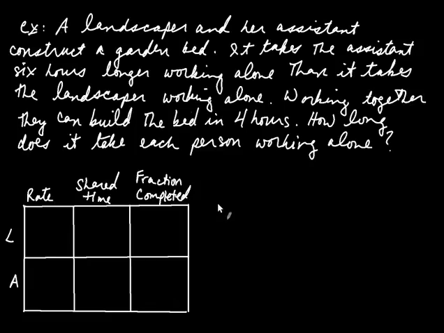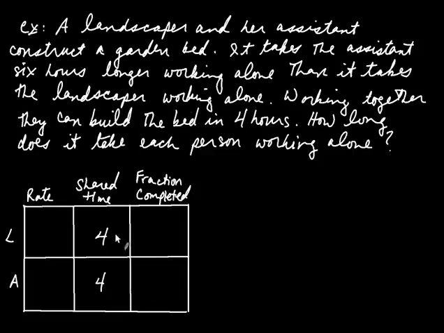And reading the problem again, I see that the only real concrete information they give us is this: working together, they can build the bed in 4 hours. Now, do you think that's shared time or individual time? Well, clearly shared time, right? Because they say working together, they can build the bed in 4 hours. This box right here represents the shared time for the landscaper and the shared time for the assistant. Now these are always the same because the times are shared. So the shared time for the landscaper is 4, and during that time the assistant works as well, right? So the shared time is 4 in both cases.